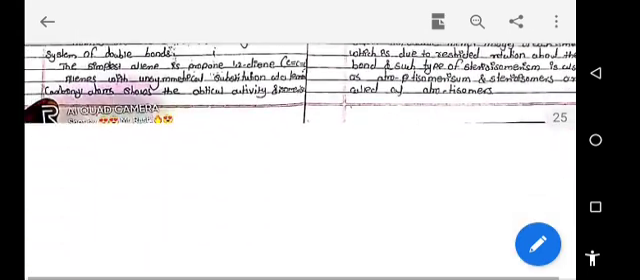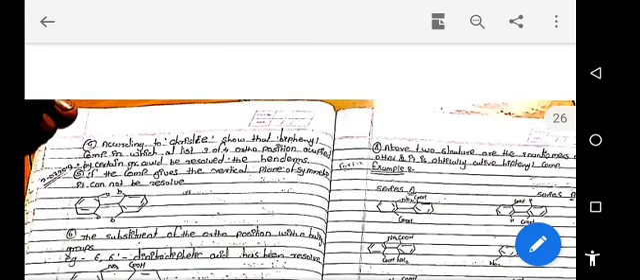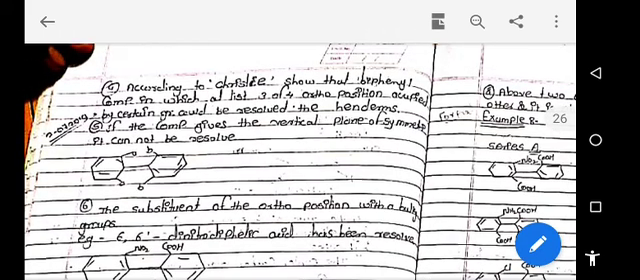Next point is the examples. According to Christie, biphenyl compounds in which at least three or four ortho positions are occupied can be resolved due to steric hindrance. If the compound has a vertical plane of symmetry, it cannot be resolved.